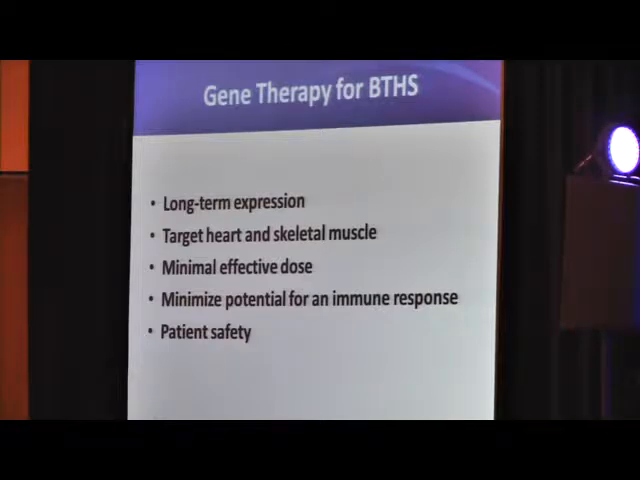So in developing a gene therapy for Barth syndrome, these are a few things that we really need to keep in mind as we're developing these vectors. One thing is we really want long-term expression. We would like for this gene to express for the duration of the patient's life if possible, or at least as long as possible. We'd like to target heart and skeletal muscle, and that doesn't have to be written in stone. If you tell me another tissue needs to be targeted, we can adjust this at some point.